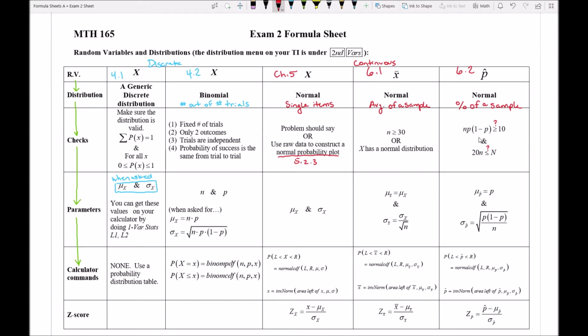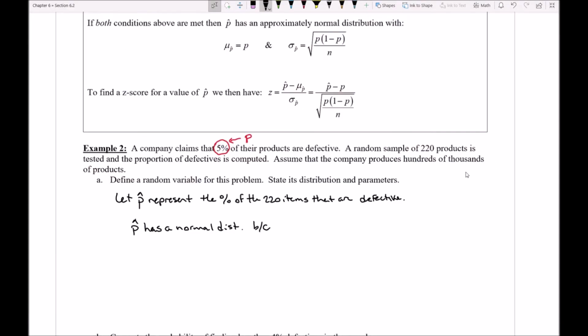That's what I need to see. So let's take a look and see what we have for this question. My first check says n times p times (1 minus p): is that actually greater than or equal to 10? Well, let's compute it.